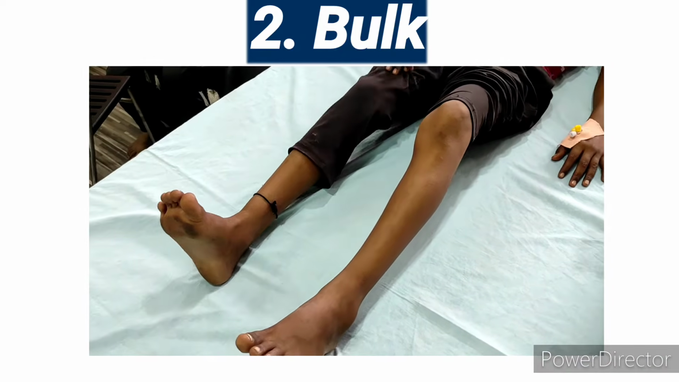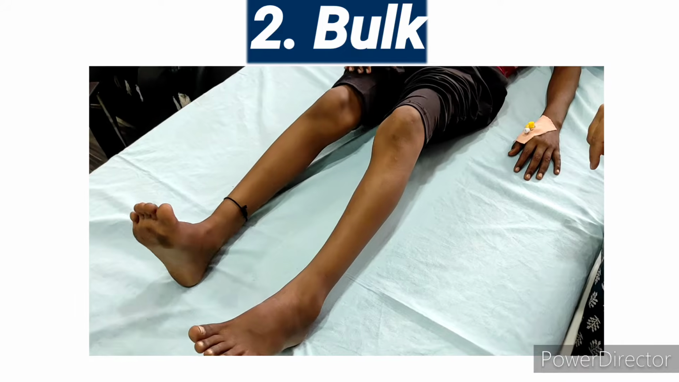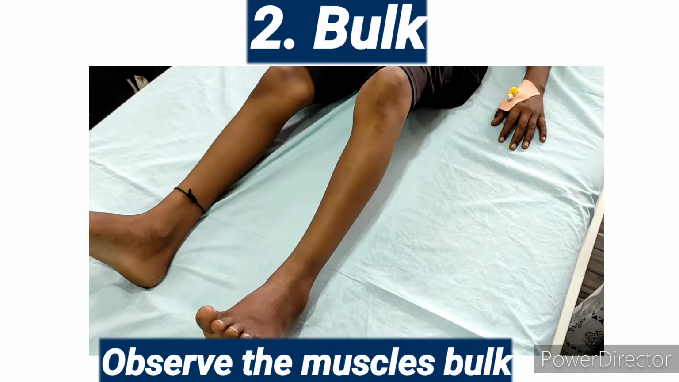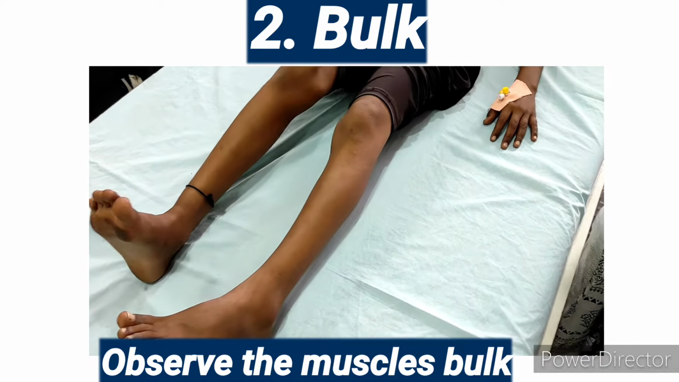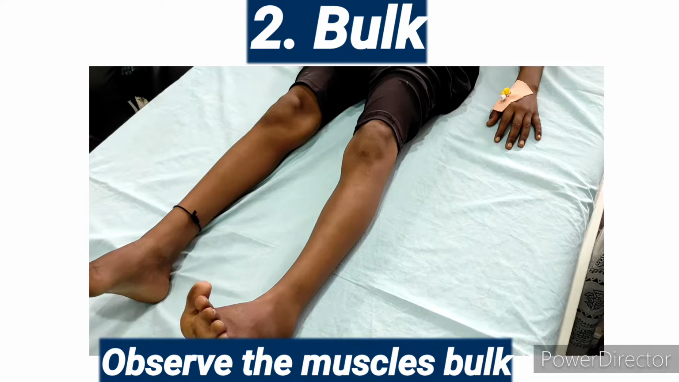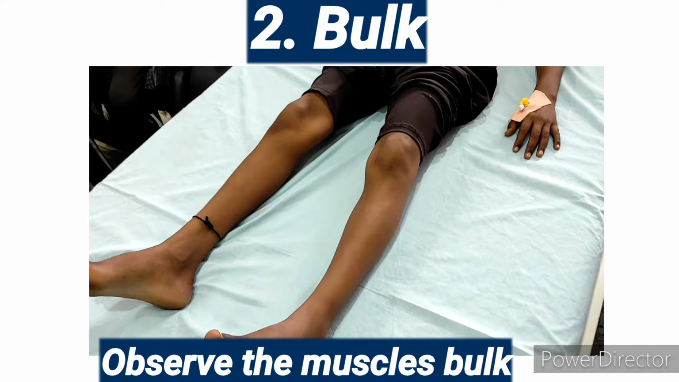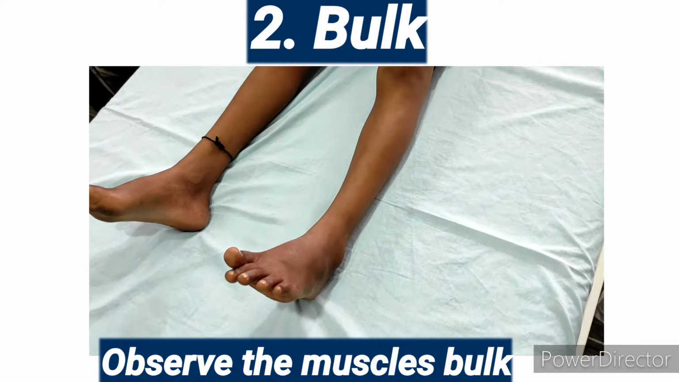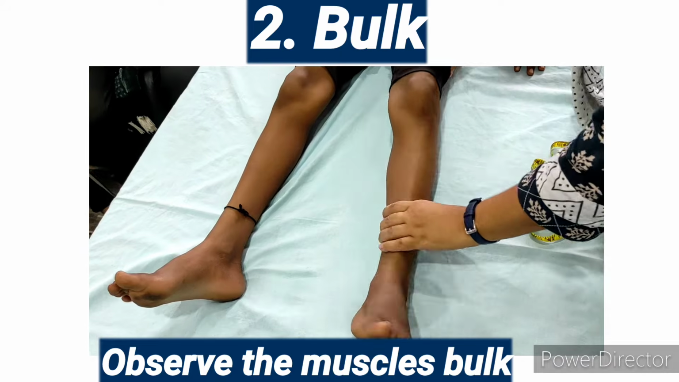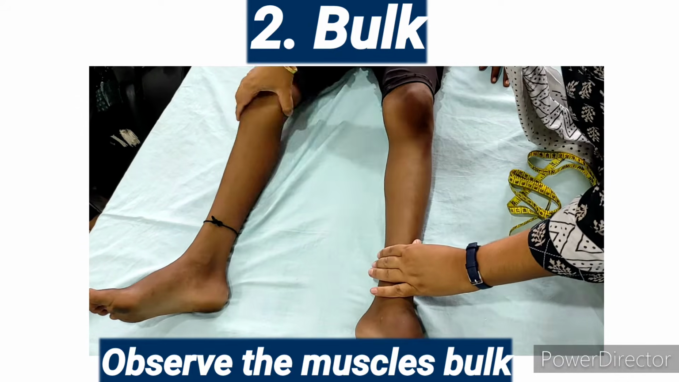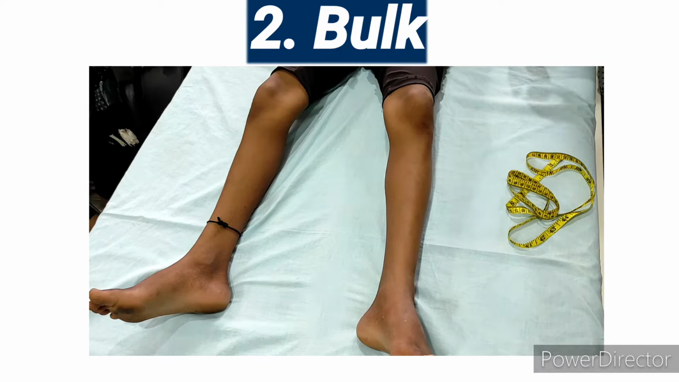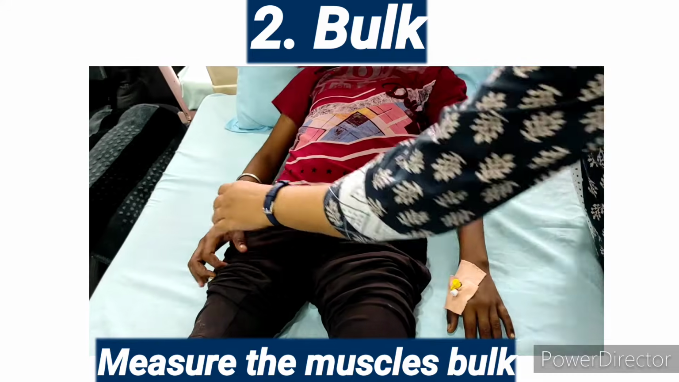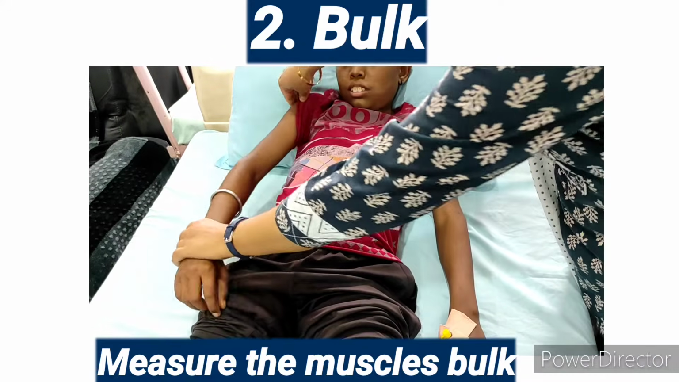Second part in the motor system examination is to observe the bulk of the muscle. So after observing the posture of the patient, we have to observe all the muscle groups of the body, of the neck, trunk, upper and lower limbs. If you find any asymmetry, for example any atrophy or hypertrophy, then we have to mention it. If atrophy is there, then we have to observe whether it is proximal muscle group involvement or distal muscle group involvement, and we have to measure the muscle bulk by measuring the circumference of both the limbs at identical points in relation to bony landmarks.